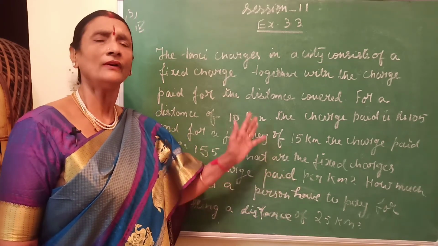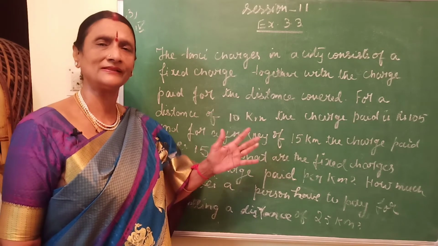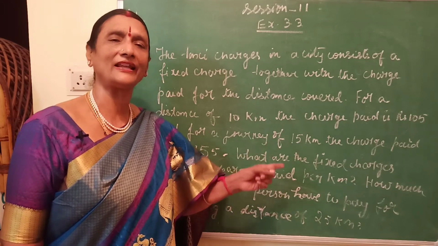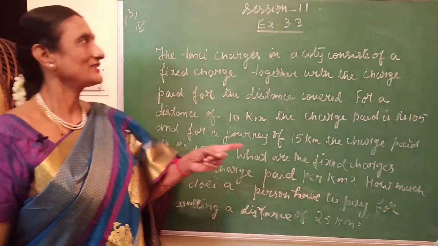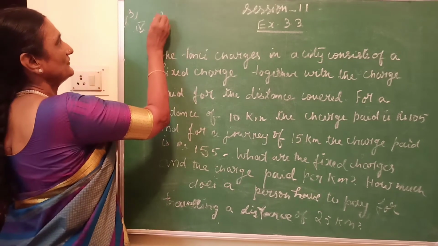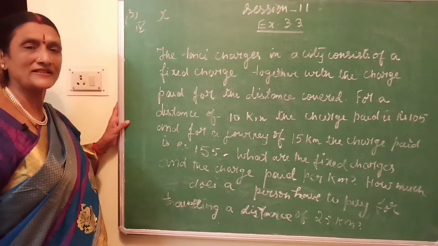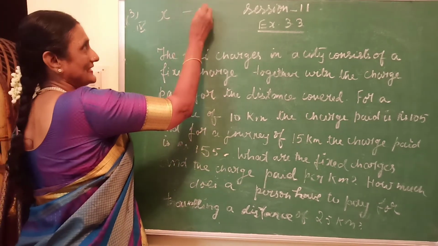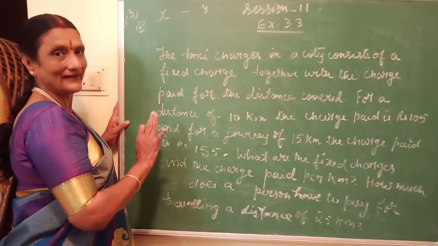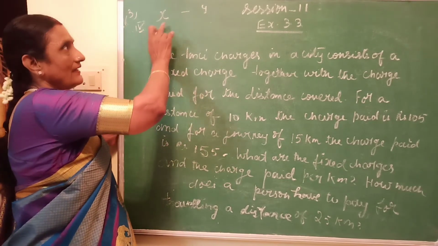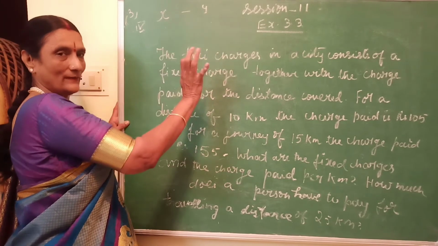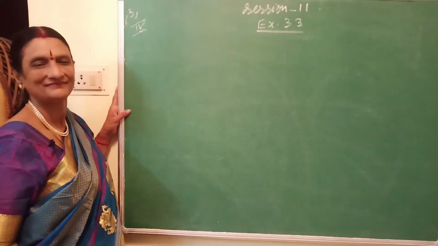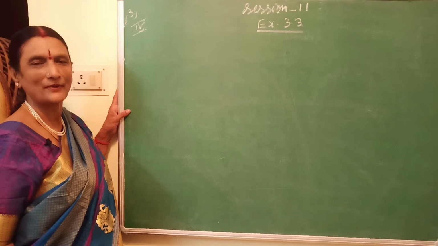Okay. Now, whenever sums of this type come, as usual, we have to keep two variables. One variable you can keep for the fixed charge. So like in this sum, we keep x for the fixed charge. And how much per kilometer is the charge, suppose that is y, say. So x is the fixed charge, and y is the charge per kilometer. That's how we should keep your x and y. Are you ready, children? Shall we proceed with the sum?